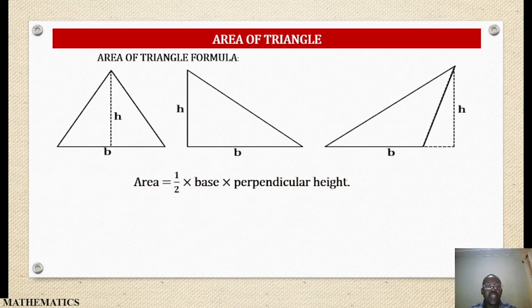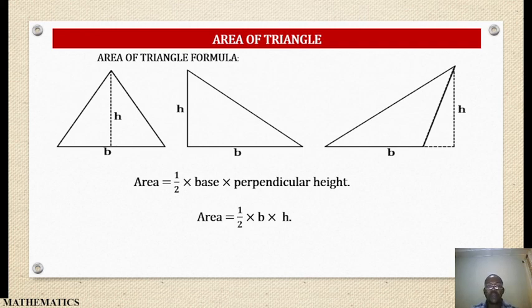So the area of a triangle is equal to half times base times perpendicular height. Or you can write it as half b times h, half multiplied by b multiplied by h. Sometimes we call it half base times height.